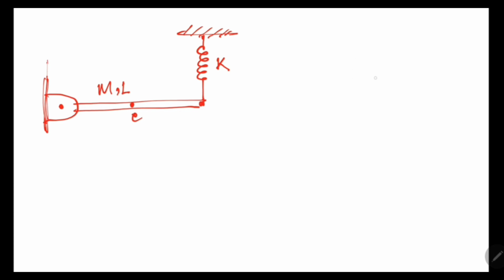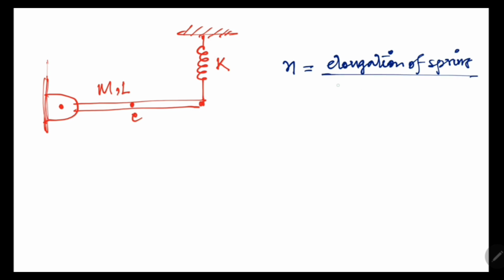Now here we apply the shortcut method. By the shortcut method, first of all, we have to calculate the n factor, and that n factor equals elongation of spring divided by displacement of center of mass at that instant. Suppose elongation of the spring is x dash and consider displacement is x.